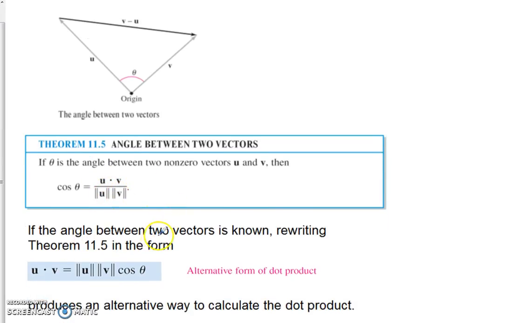Okay. If the angle between the 2 vectors is known, we can rewrite theorem 11.5 in the form u dot v is equal to the magnitude of u times the magnitude of v times the cosine of theta. It gives us an alternate form that we like, and so if we knew what theta was, we can go ahead and use that one.